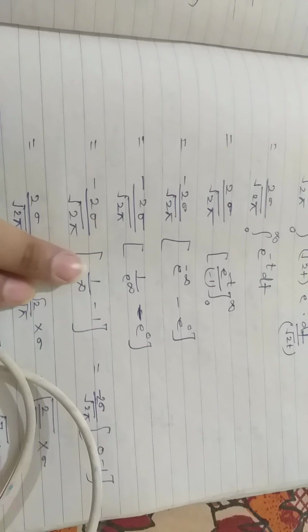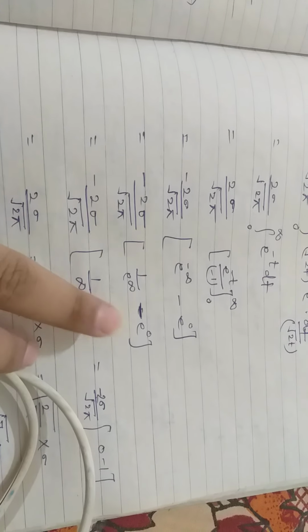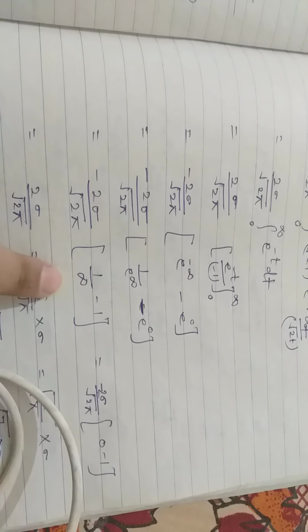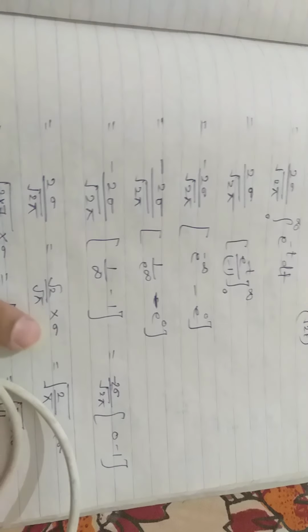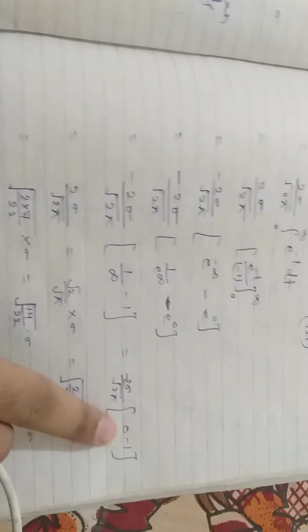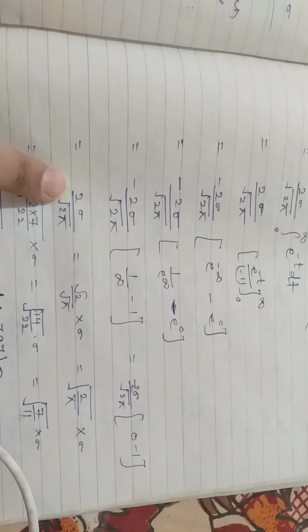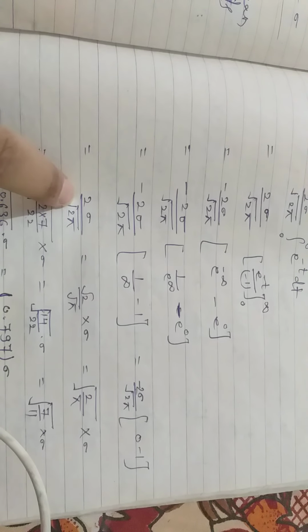1 upon e raised to infinity can be written as 1 upon infinity and e raised to 0 as 1, and we know that 1 upon infinity is equal to 0, and this minus and this minus multiply each other and we will get positive.